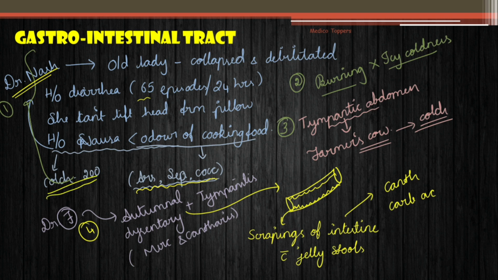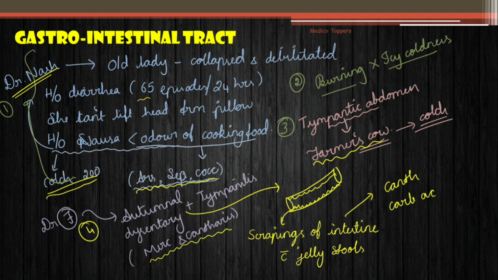marked improvement. And then comes the second point of discussion, that we can see the contradictory symptoms as mentioned by Nash, burning and icy coldness. And third point regarding the farmer's cow, you can remember it easily, that is tympanitic abdomen. And at last, the fourth point, it was mentioned by Dr. Farrington. If there is autumnal dysentery along with tympanitis, then we have to think about this remedy colchicum, and here we can compare it with mercurius and cantharis.